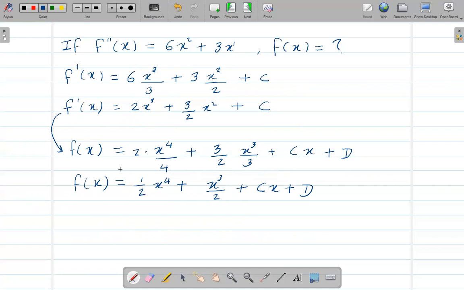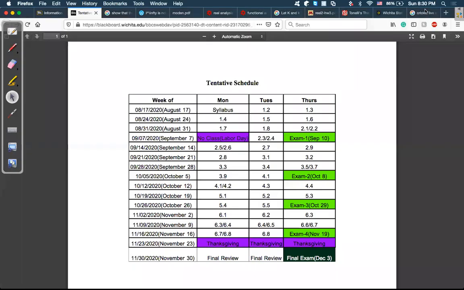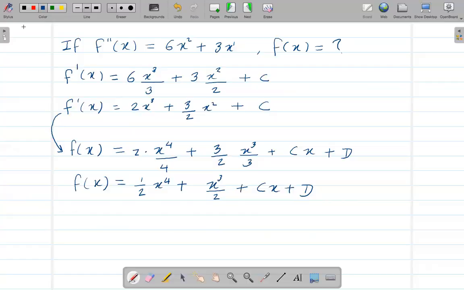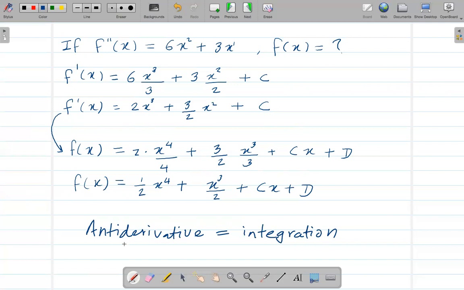And from the next section, well, the next one is 4.1, I will be talking more about antiderivatives. Antiderivative is basically also the same as integration. So these two terms have the same meaning. We can say antiderivative or integration as well.